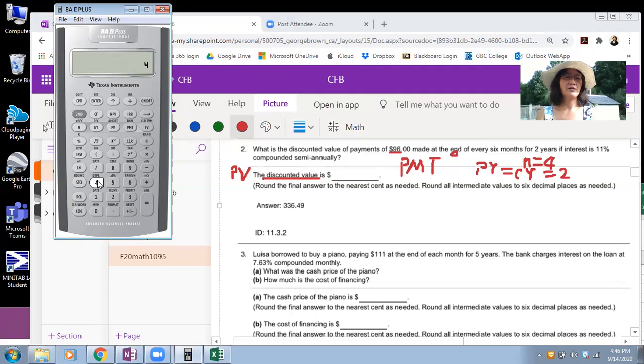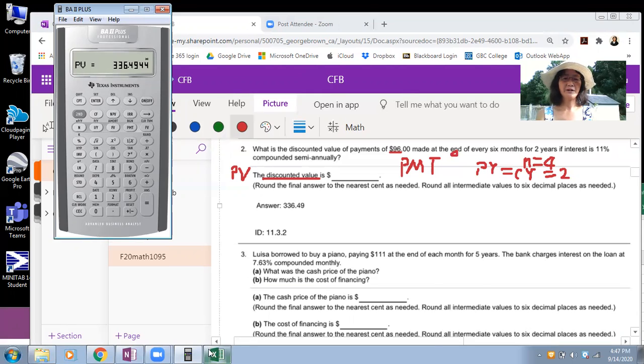Okay. And now enter 96, positive, negative, PMT. Okay. 4 is N, interest 11. Okay. Remember, you need to enter 4 items. 0 is PV. And then compute. 0 is FV, compute PV. You have $336.49. Okay, so that is the calculator method.